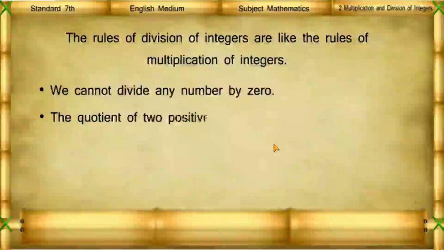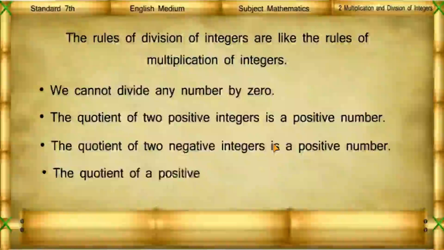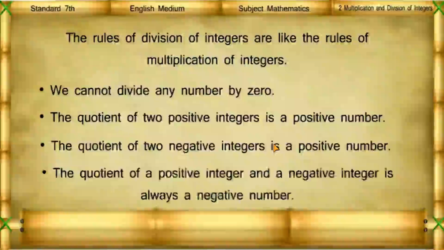The quotient of two positive integers is a positive number. The quotient of two negative integers is a positive number. The quotient of a positive integer and a negative integer is always a negative number.